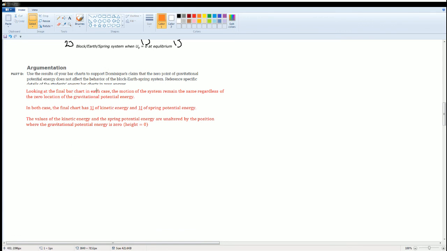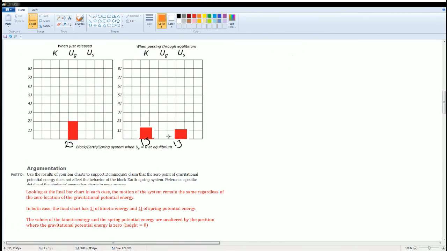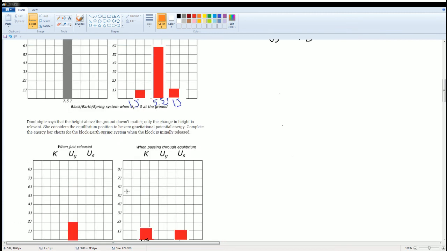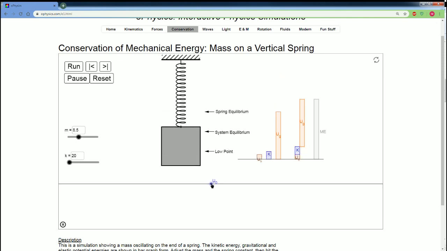Looking at the final chart in each equation, the motion of the system remains the same regardless of the zero location of the gravitational potential energy. In both cases, the final chart here had 1 joule of kinetic energy and 1 joule of spring potential energy. The value of the kinetic energy and the spring potential energy are unaltered by the positioning of the gravitational potential. Wherever that U naught is, it doesn't affect that in the end it's going to be 1 joule, 1 joule. Same thing as in the interactive, right? Notice, 1 joule, 1 joule. The UG is not going to change that whatsoever.